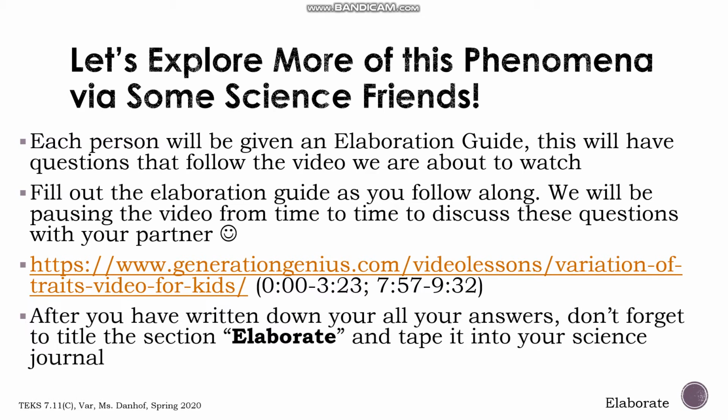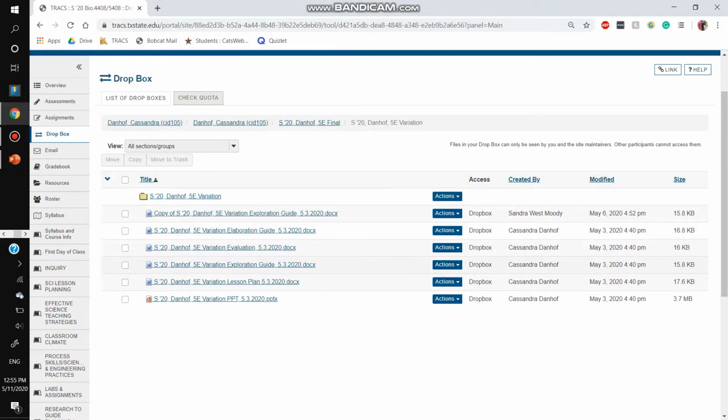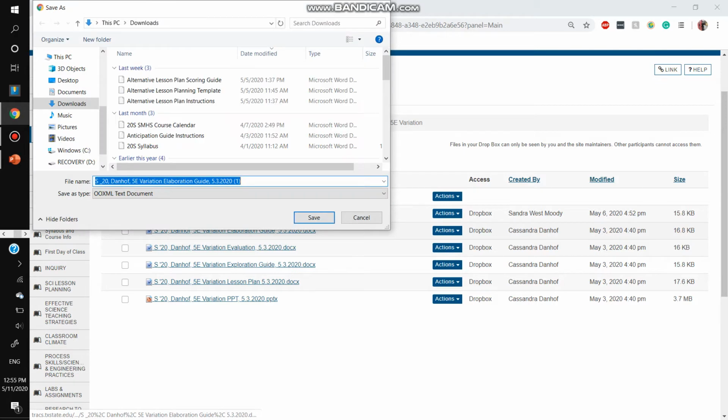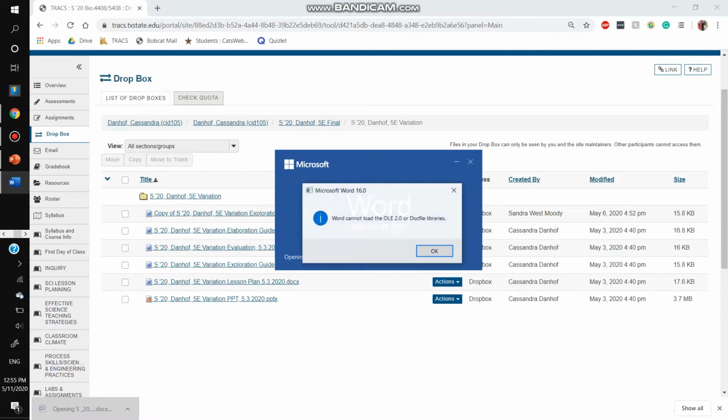And then I wanted to just emphasize that after they have written down all their answers, to write the title of the selection, Elaborate, and tape the elaboration guide into their science journals. So let's go and check out this elaboration guide. It again is going to have the answers on it, but we will just be looking at this side by side.